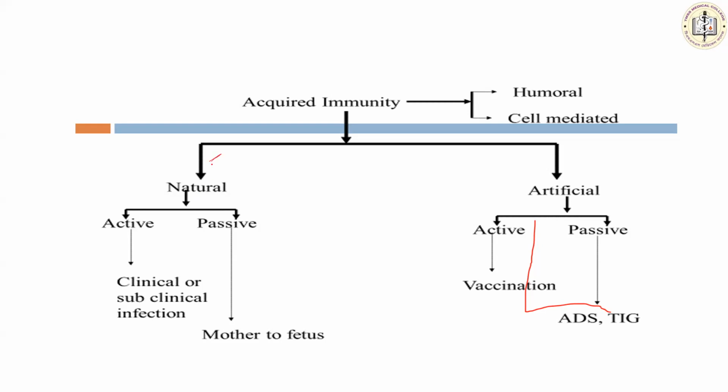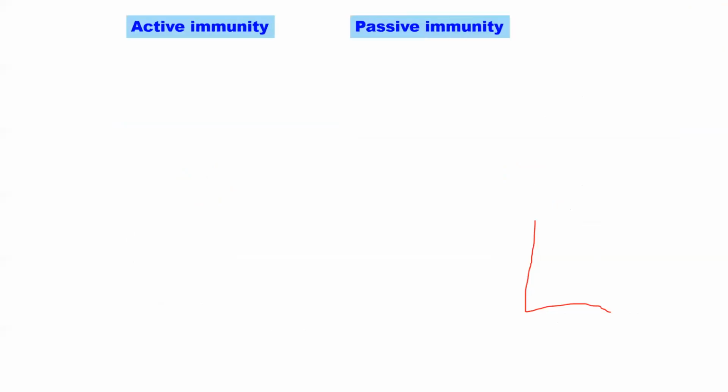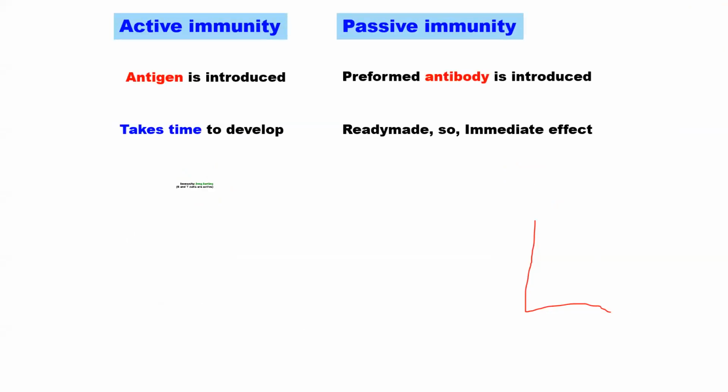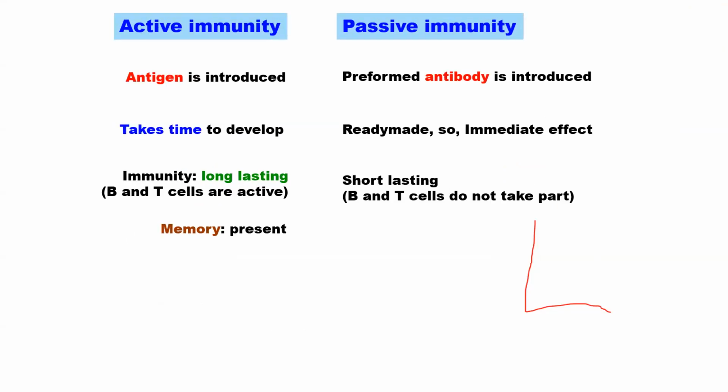In case of acquired immunity, by acquisition we can divide it into natural and artificial. We all know the examples, so I'm not going into details. What is artificial, what is innate, what is active immunity, what is passive immunity? What is an example of artificial passive immunity?